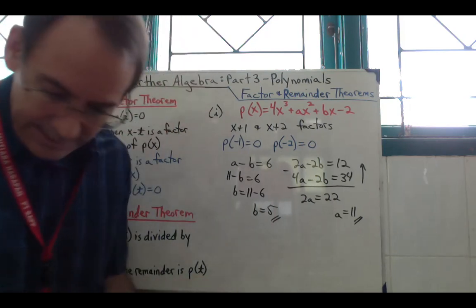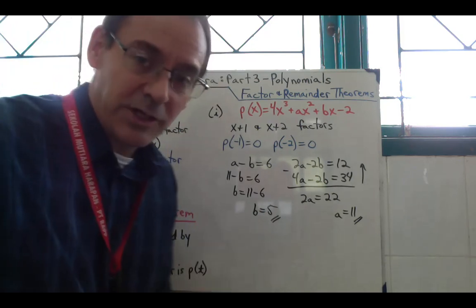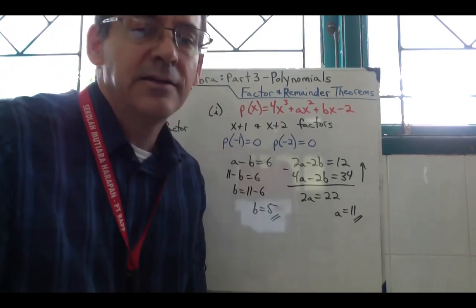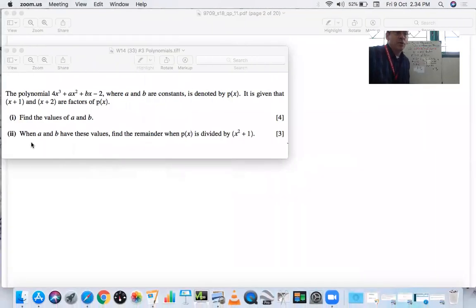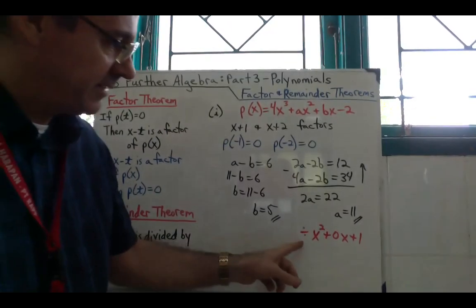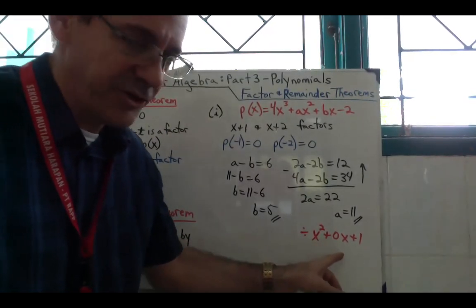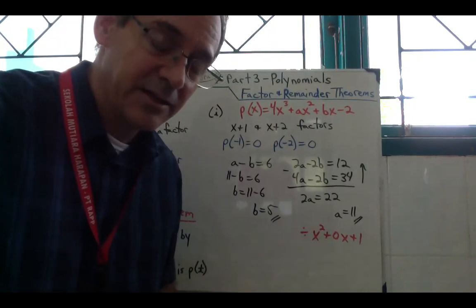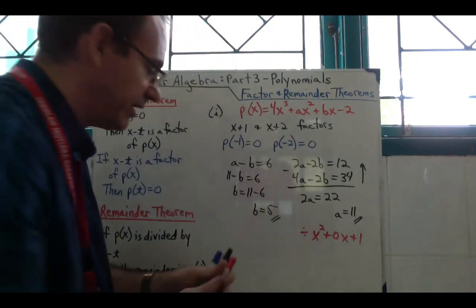Then I'm going to try and sneak the second question part in here. So let's go back to part 2. When a and b have these values, find the remainder when p of x is divided by x squared plus 1. So we're going to divide by x squared plus 1. Let's go back to our board. Notice I put divide by x squared plus 0x plus 1.